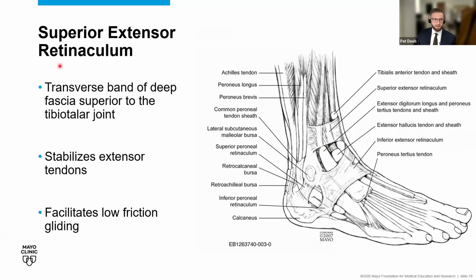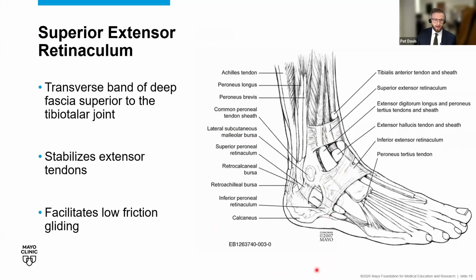So before discussing the superior extensor retinaculum, I wanted to touch on its anatomic description as well as its function a little bit further. As I had mentioned previously, it runs from the anterior margin of the lateral malleolus to the anterior tibial crest and the medial malleolus. And these two retinaculum are deep fascia that has essentially thickened.